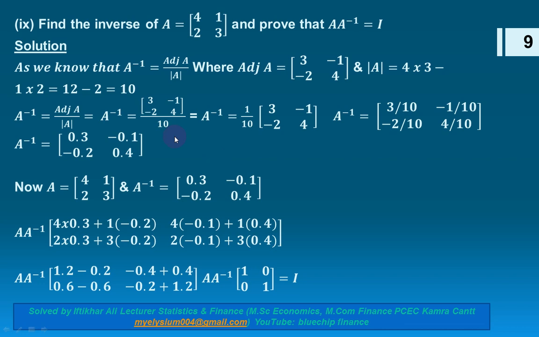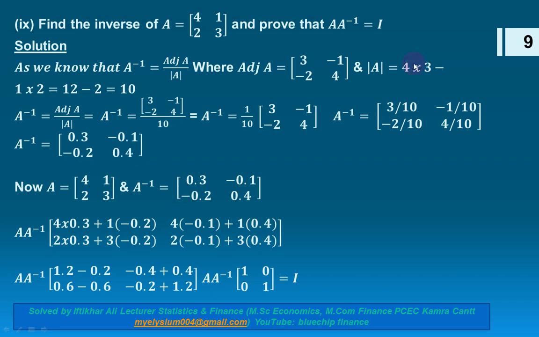And when we take this 10 to the same side of the multiplication of this matrix, it will become 1 by 10. And after that, first of all, we divide all these elements by 10. So 3 by 10, minus 1 by 10, minus 2 by 10, and 4 by 10. And after that, we simply divide these items, and A inverse will be equal to 0.3, minus 0.1, minus 0.2 and 0.4.